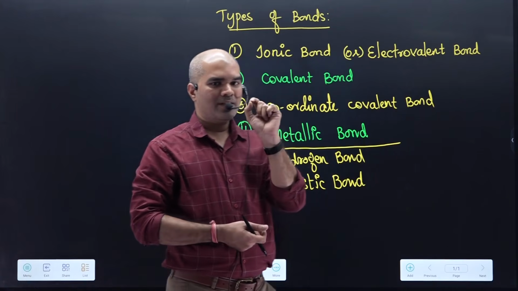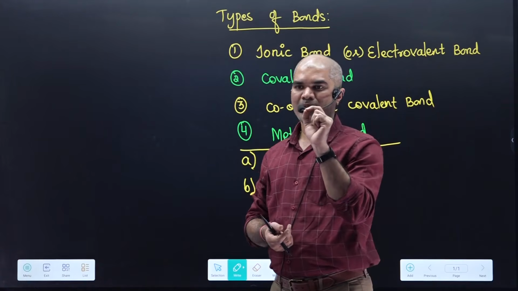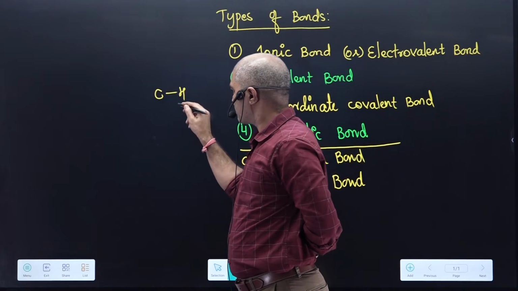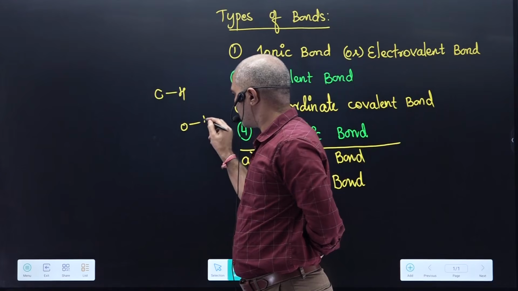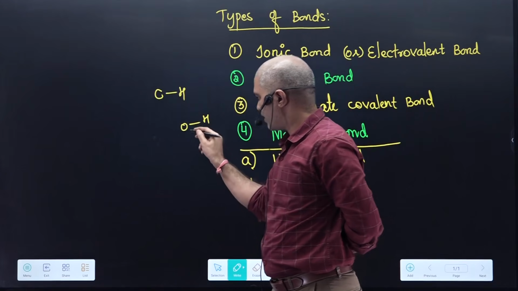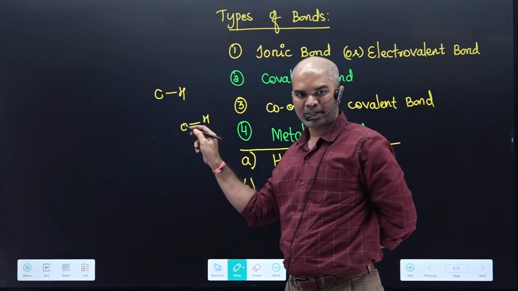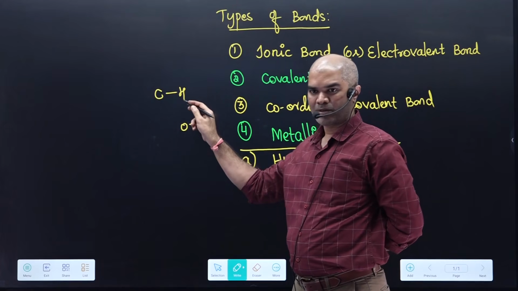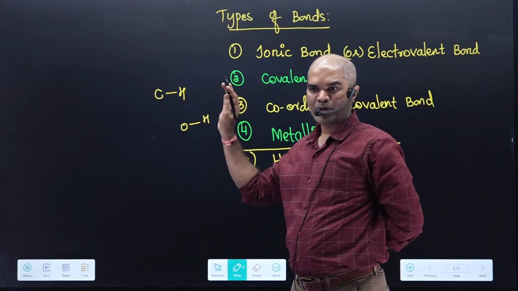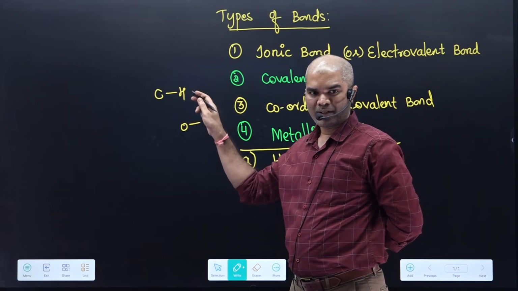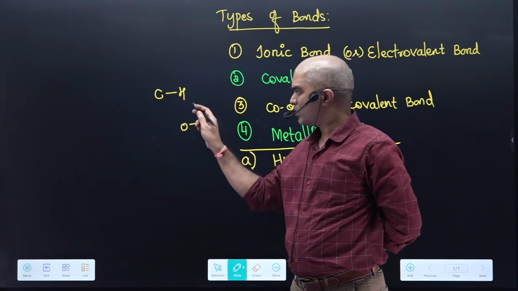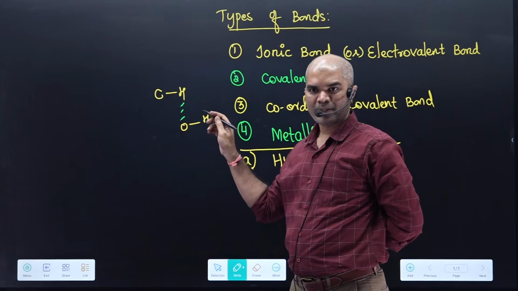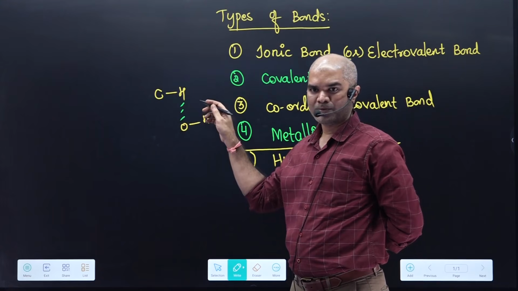But there is a small thing that you have to remember. Suppose I give you CH, okay, I am giving you OH. So this is an electronegative atom, OH. It is an electronegative atom. This is hydrogen. What is a hydrogen bond? A bond formed between hydrogen and an electronegative atom. So can a hydrogen bond form here? Yes or no? No, it can't.